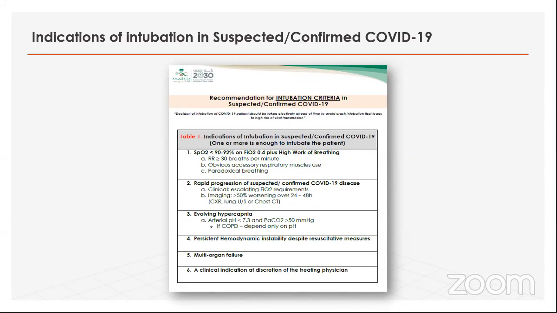and in COPD patients you need to depend on the pH. As you know, the CO2 will not be helpful in those patients. Persistent hemodynamic instability despite resuscitative measures, and this is a simple criterion, general for other critically ill patients. And next is multi-organ failure, and the last one is the clinical indication. Any clinical indication at the discretion of the treating physician.